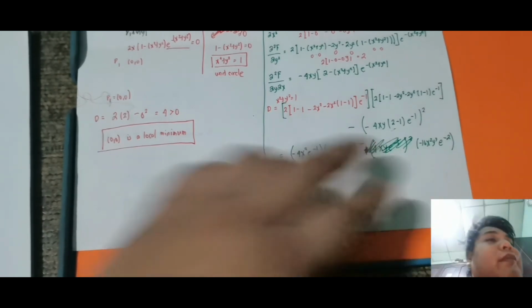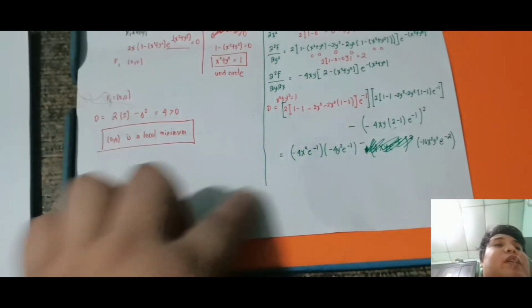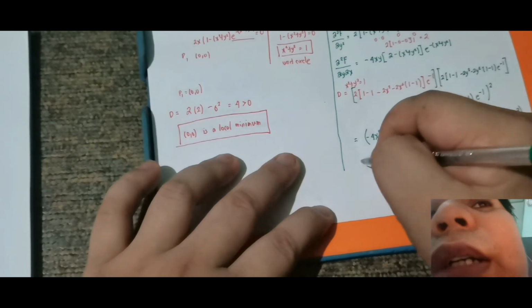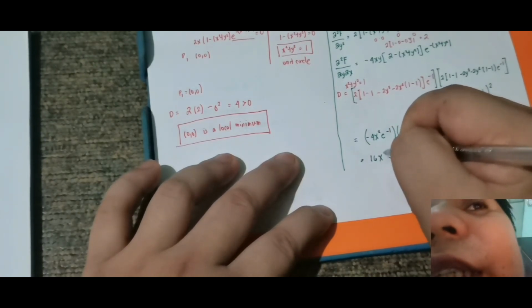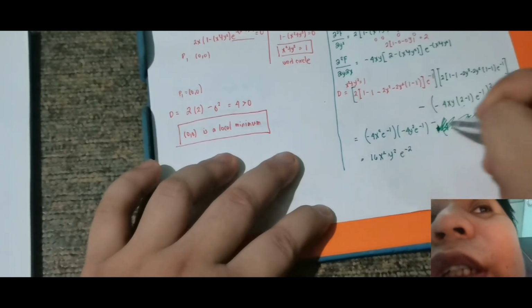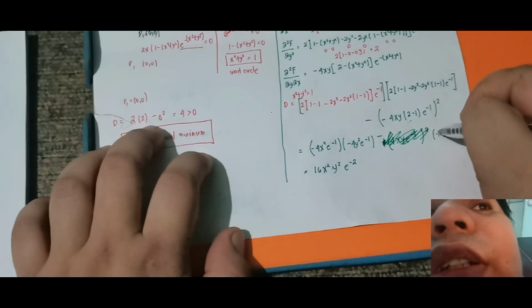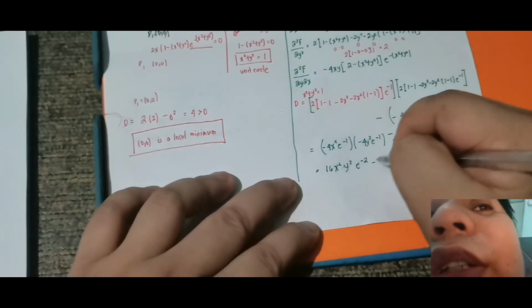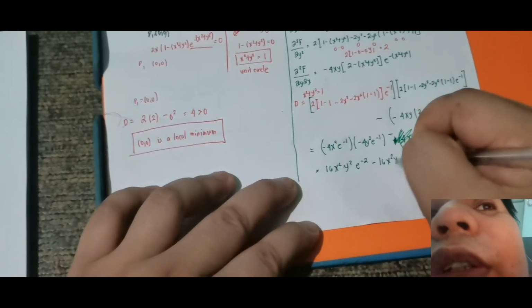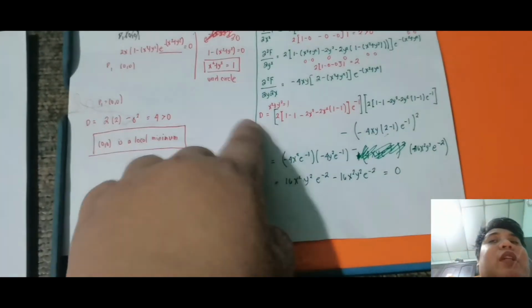So again, erase ko muna sa 2, multiply ko itong dalawa. This is just positive 16 x squared, y squared, then e raised sa negative 2. Then minus nito, so this is just plus na lang rather. So this is just minus 16 x squared, y squared, e raised sa negative 2. This is just equal sa 0. So therefore, D is equal to 0.